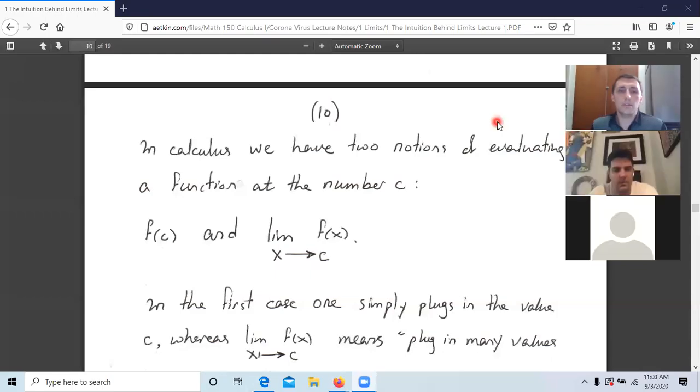So here is where we left off. You remember that there is this thing of evaluating a function at C, plugging C into the function, right? So that's the evaluation, or taking the limit. In other words, you plug in something very similar to C, but not C itself.